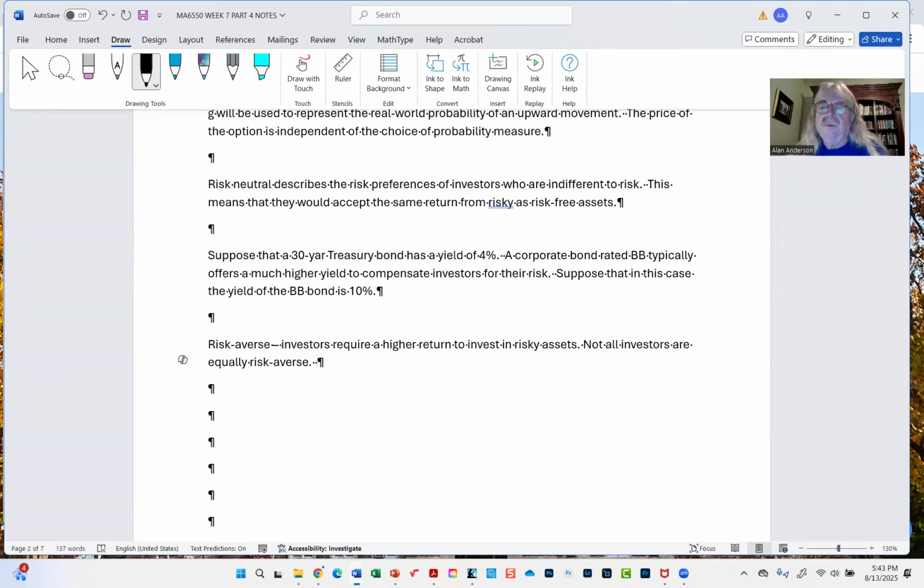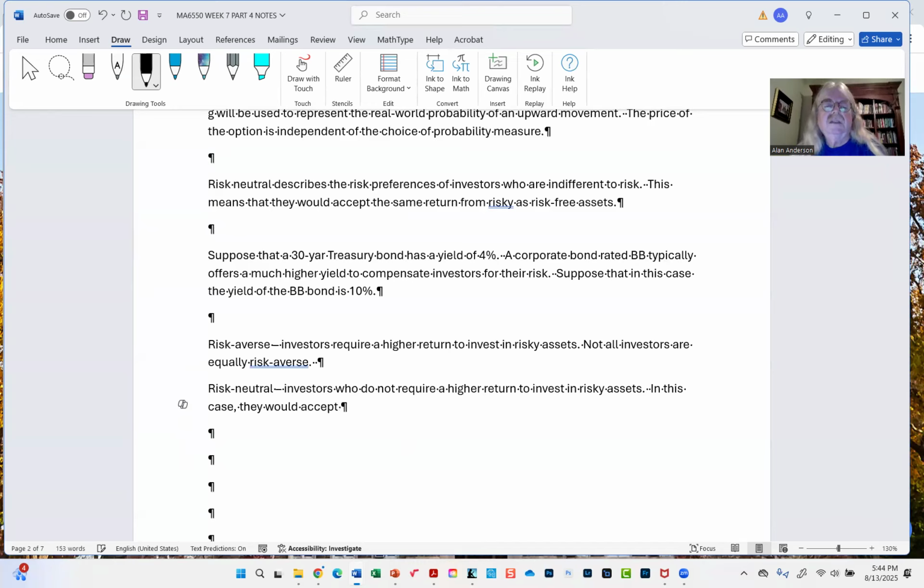Nobody in their right mind, in this group at least, would buy the triple B or double B bond if it only offered a yield of 4%, let's say. But then the risk neutral investors, who do not require a higher return to invest in risky assets, would accept a yield of 4% from the double B bond.